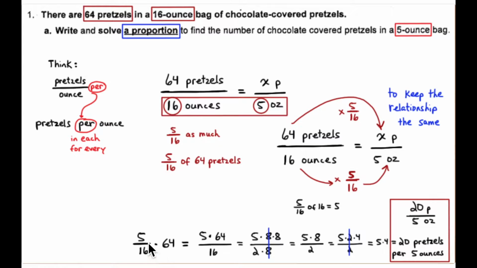Now, this is a long way to figure this out. I just like to show it. It's 5/16 of 64. Most of you know the factors of 64, 8 times 8. So you can factor the 64 into 8 times 8, and the 16 into 2 times 8. So you're factoring out the 8s. These 8s cancel. You end up with 5 times 8 over 2. You can factor out the 2s. So 5 times 2 times 4. These 2s cancel. And you're left with 5 times 4 equals 20 pretzels per 5 ounces.